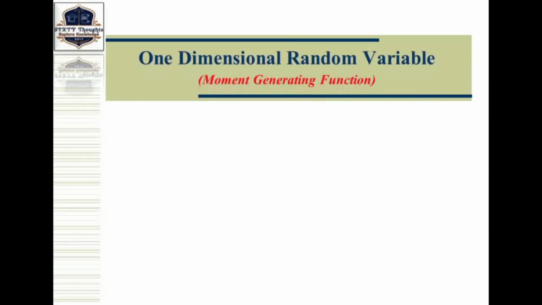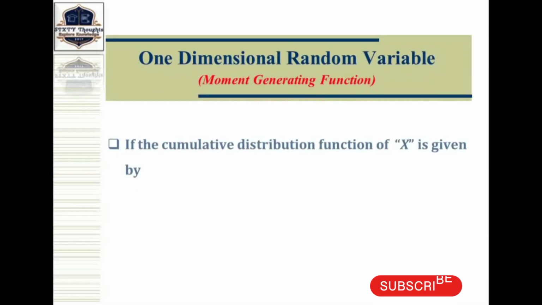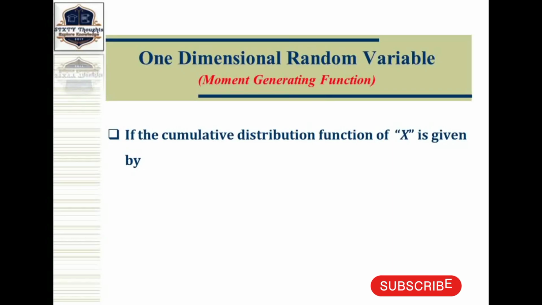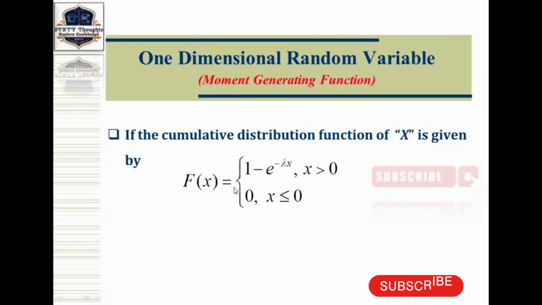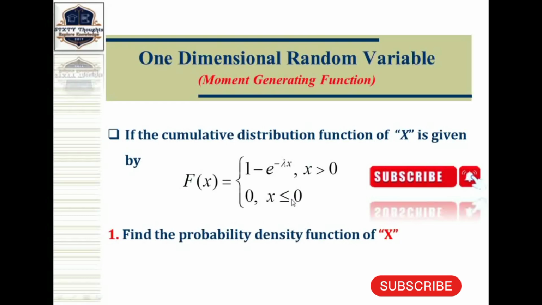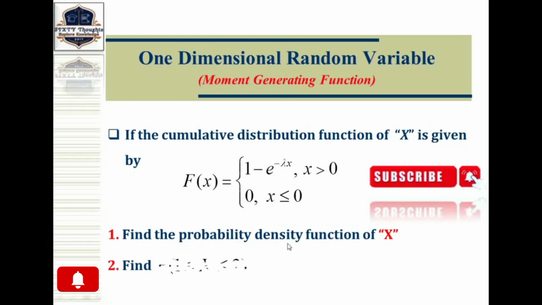Okay. So today we are going to discuss one interesting topic: one-dimensional random variable. Let us see one problem. If the cumulative distribution function of a random variable capital X is given by capital F of x equal to 1 minus e power minus lambda x, for x greater than 0, and if x is less than or equal to 0, capital F of x will be 0. Find the probability density function of capital X, and second, find the probability of 1 less than or equal to capital X less than or equal to 2.